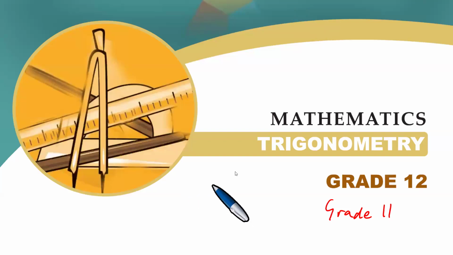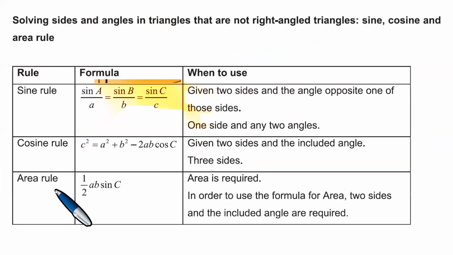In this lesson, we shall focus on mathematics, trigonometry, grade 11 and grade 12, and we shall look at a wide range of applications that pertain to trigonometry. First and foremost, we shall be solving sides, but also angles, in triangles that are not right-angled triangles. The rules are the sine rule, the cosine rule, and the area rule. So we shall be studying these three rules here.